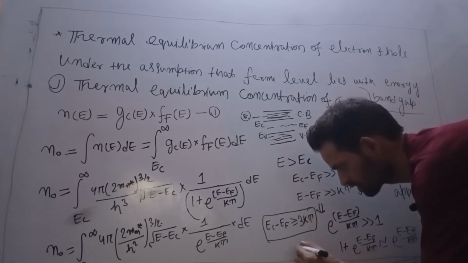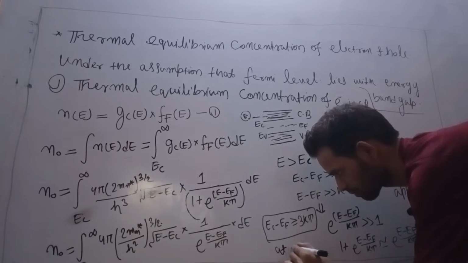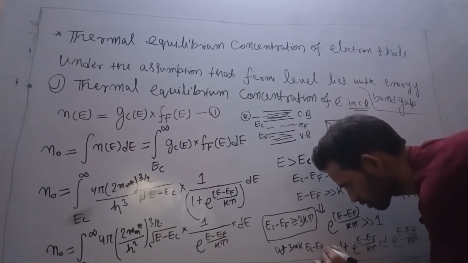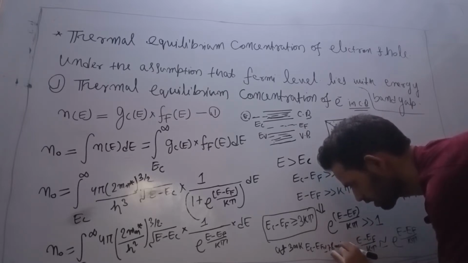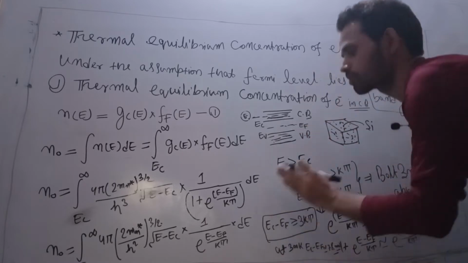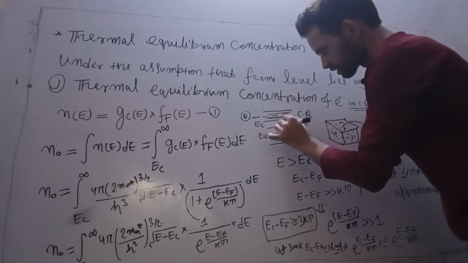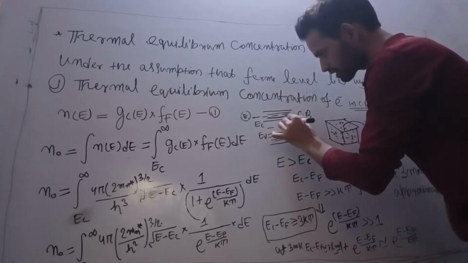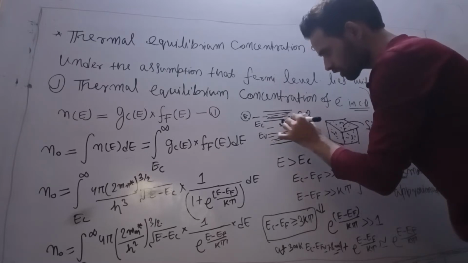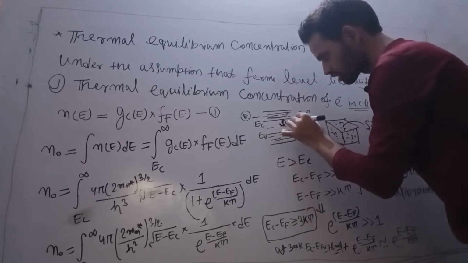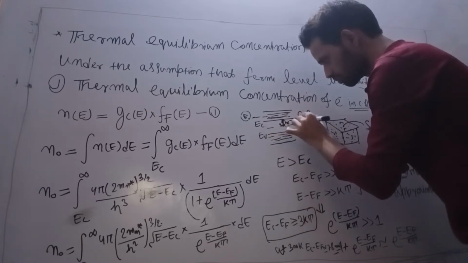At room temperature, like at 300 Kelvin, you will get Ec minus Ef is approximately equal to 78 millivolt. So how much greater? 78 millivolt greater, at least above this. If this gap is at least around 78 milli electron volt.